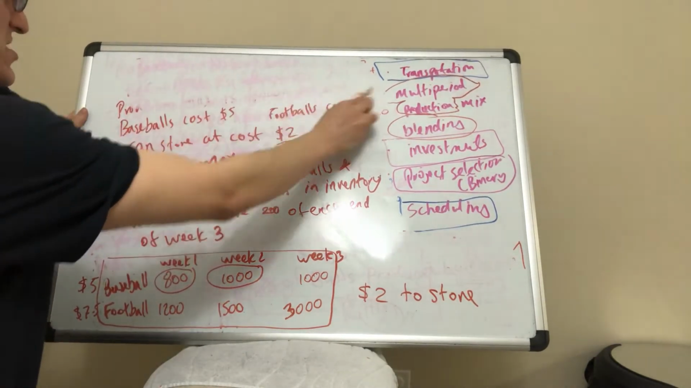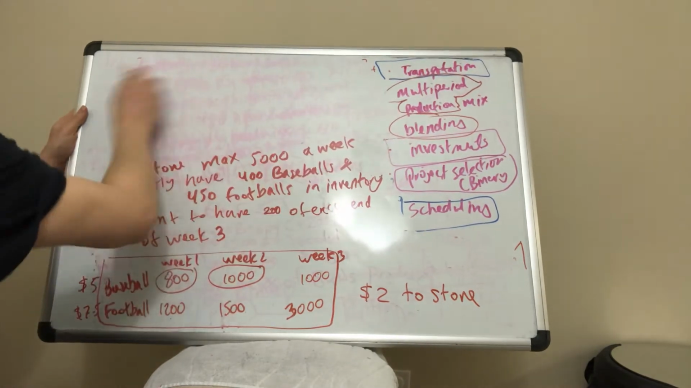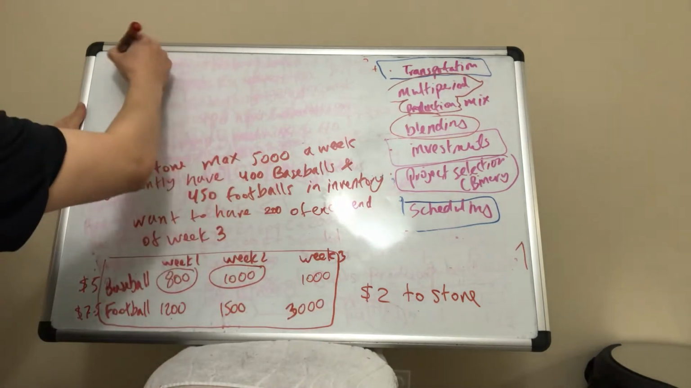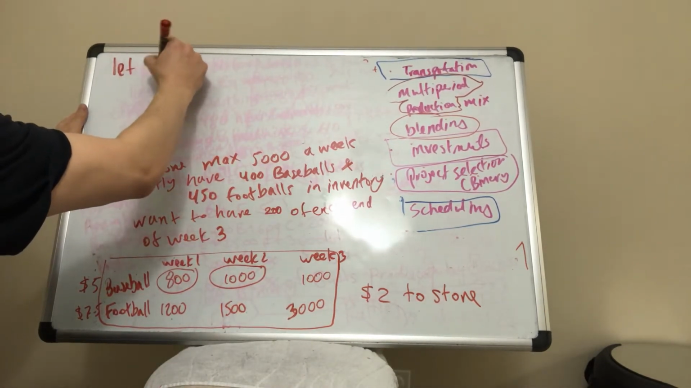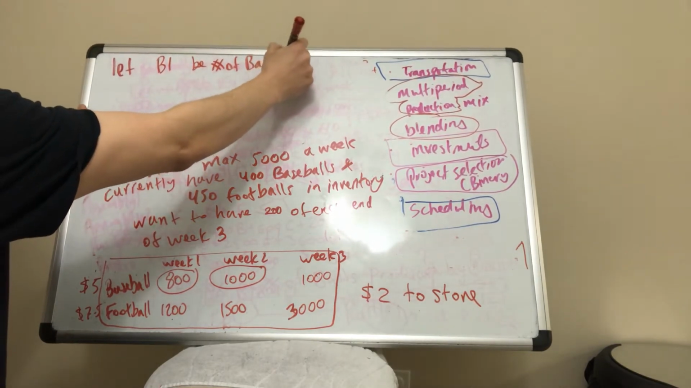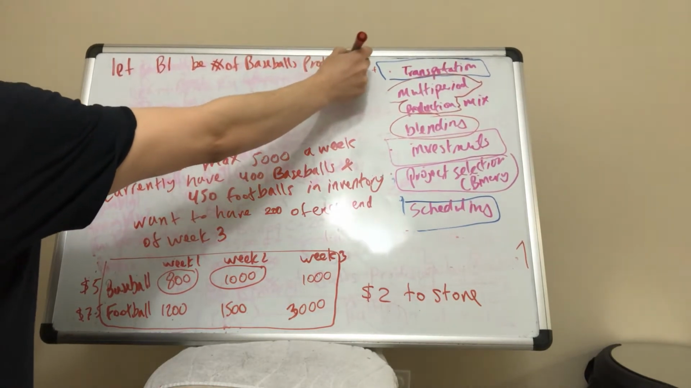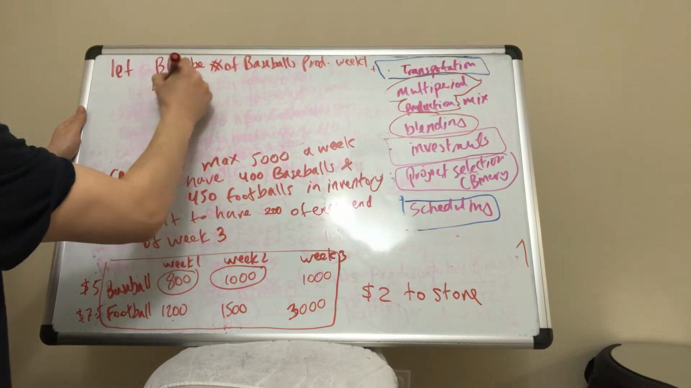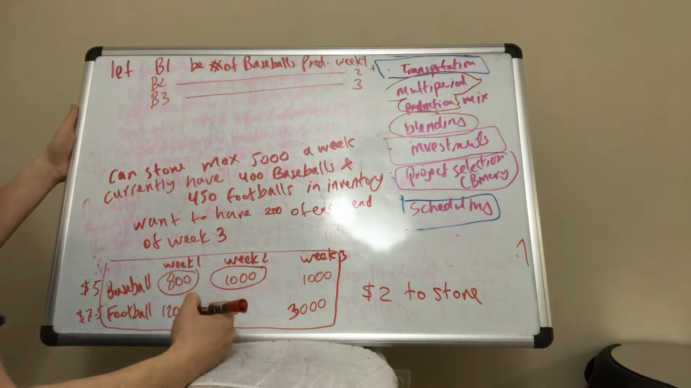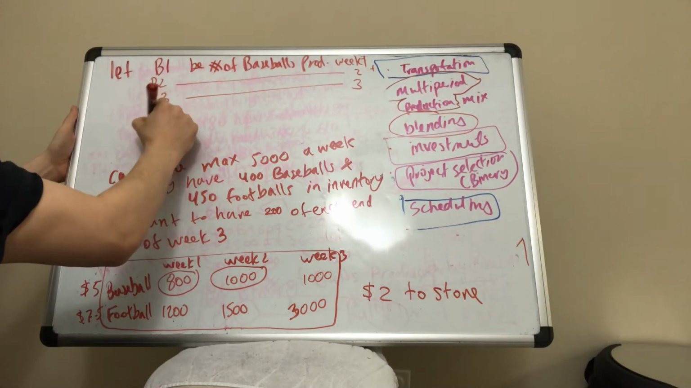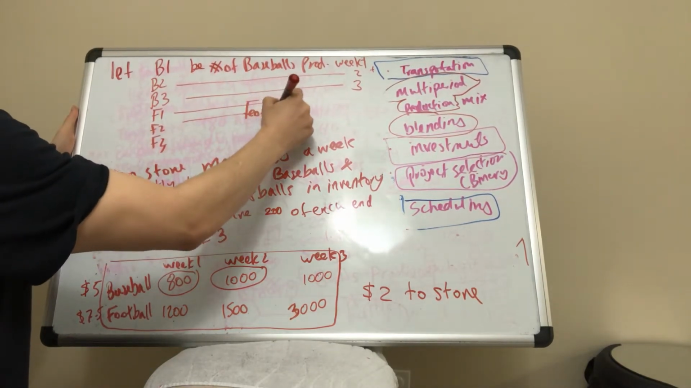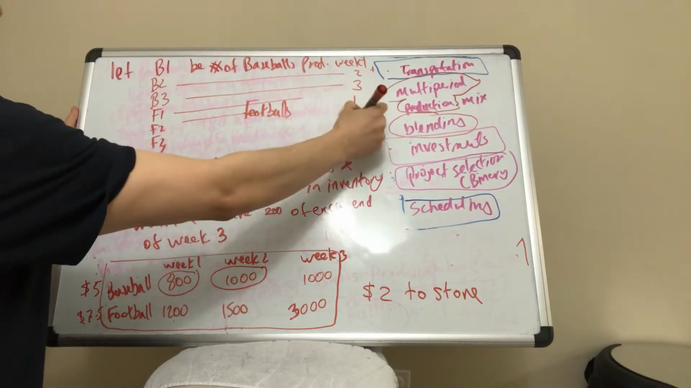So we start the process, like we always do, by defining all the different variables. I believe there was something like this in the assignment. So you go, let B1 be the number of baseballs produced in week 1, B2 produced in week 2, B3 produced in week 3. And then we have F1, F2, F3, that would be footballs produced in weeks 1, 2, 3.